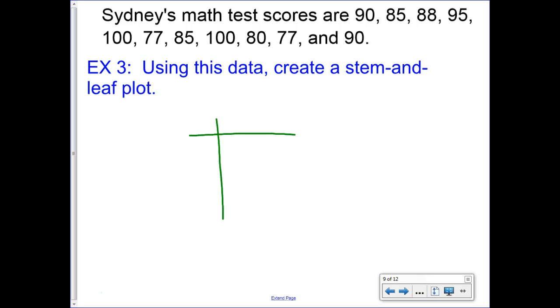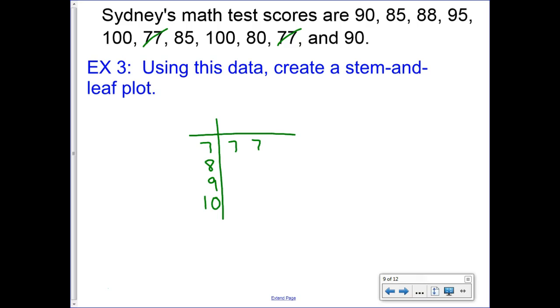So the stem I'm going to make as my tens places. So I have 70, 80, 90, and then 100. So we have 10 there. And then you put those values in order within there. In the 70s, we had a 77 and we had another 77. Notice I'm not putting a comma in between those.